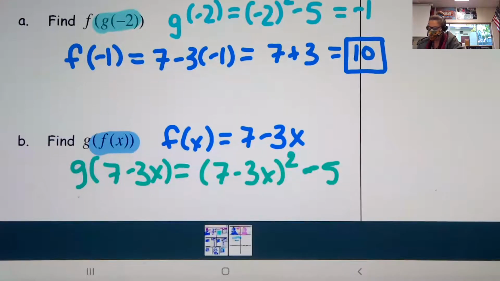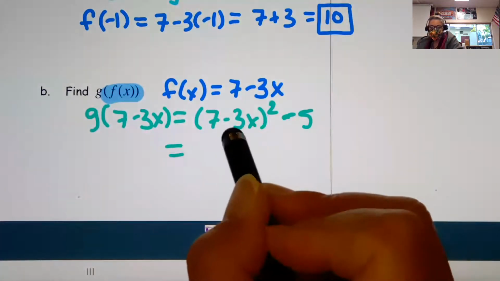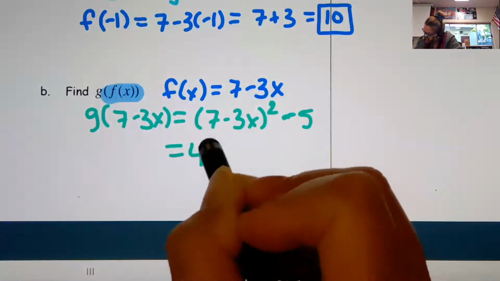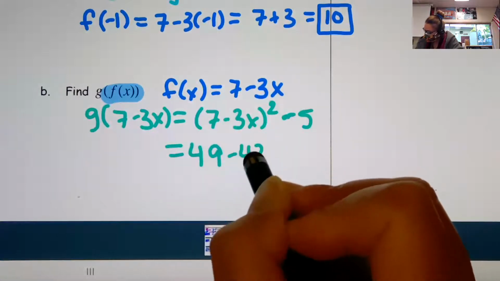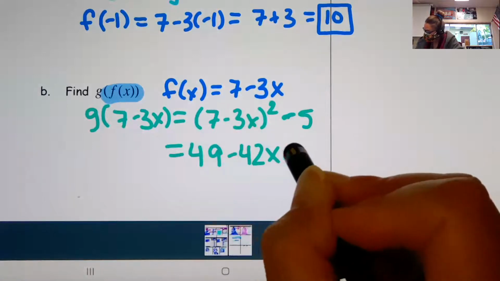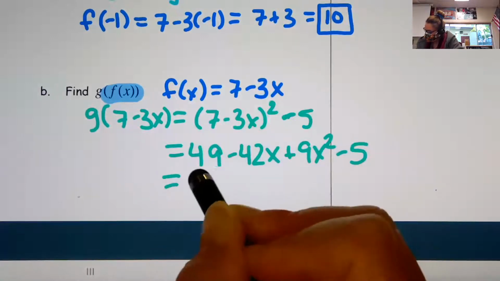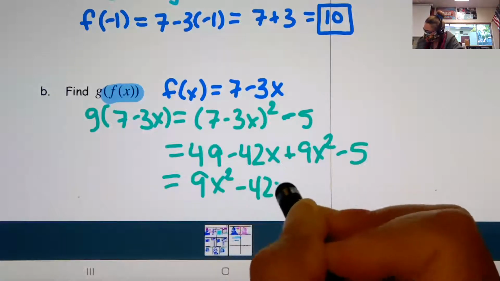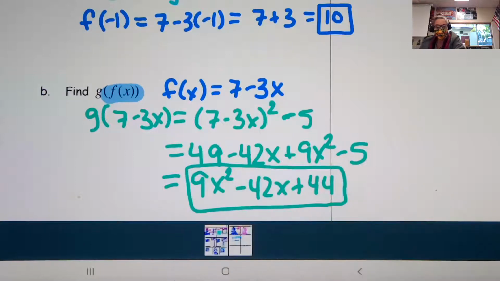Now on something like this, we're going to work it out. So let me just move this up a little bit. So this is a minus b quantity squared. So I square my 7, I get a 49. I multiply this together, I get a -21x, I double it, I get a -42x. I square my -3x, which is a 9x squared, and then I have my -5. I am going to combine like terms, so I have a 9x squared minus 42x plus 44. And that's my answer.